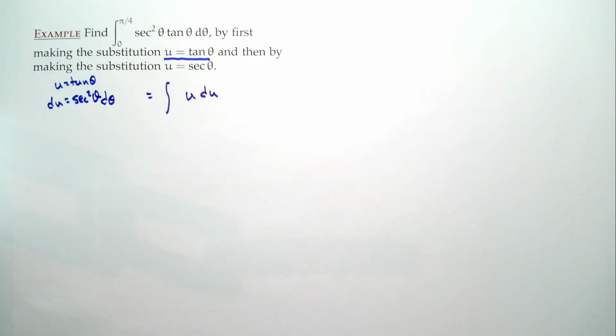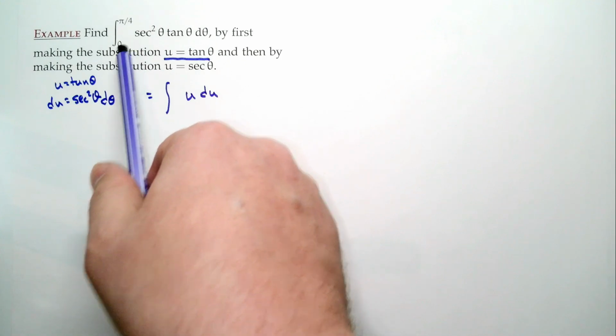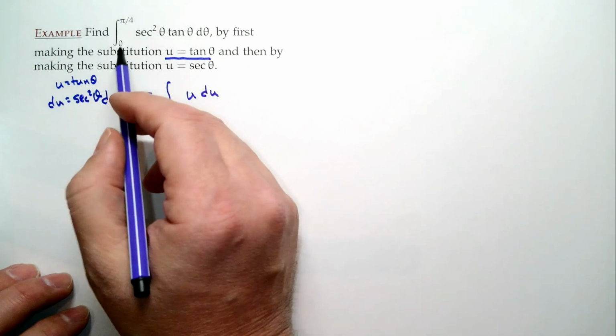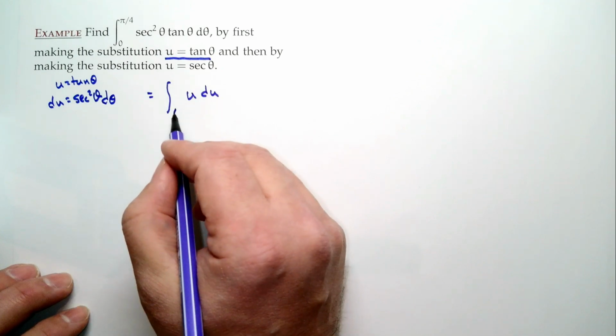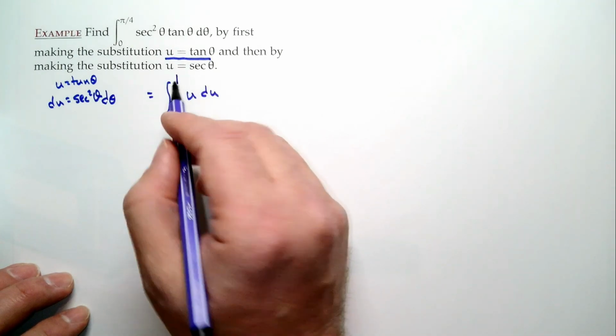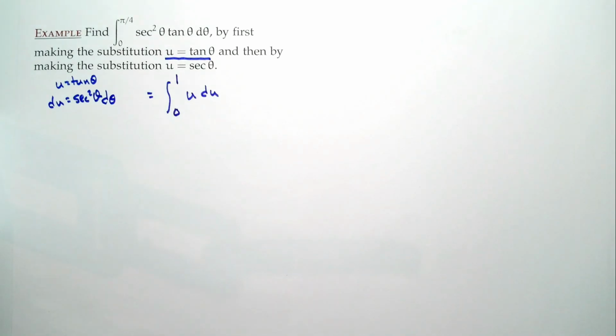But we're not done because we need the bounds. So we put in our bounds. Tangent of 0 is 0. Tangent of pi over 4 is 1. Now we have an integral we can do. So let's do the integral. Integral of u du, what will that be?